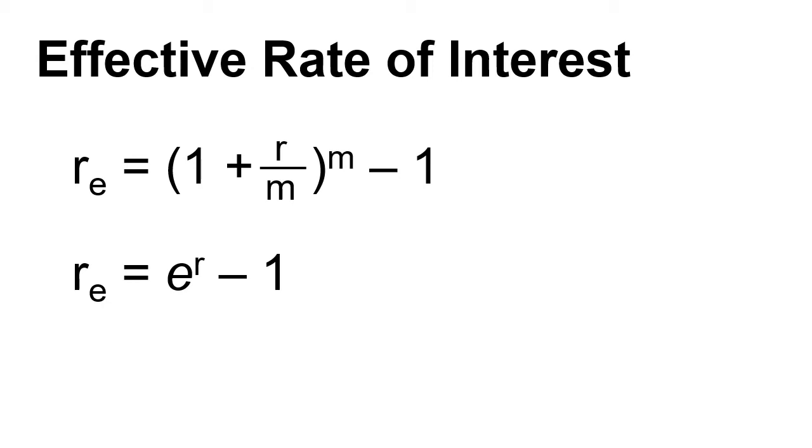If it is continuous compounding, to determine the effective rate of interest, you're going to use the formula R sub E equals e to the R minus 1. So you are going to use the natural number e.